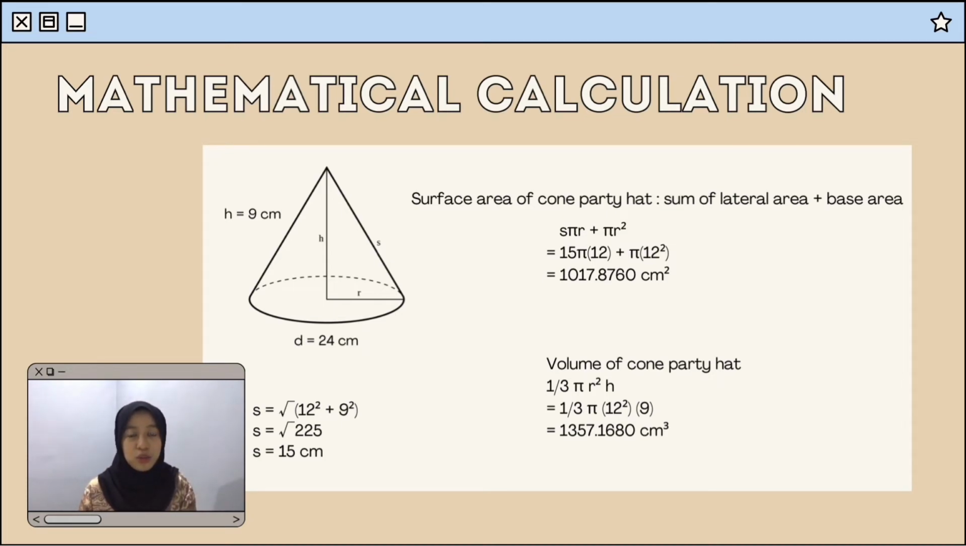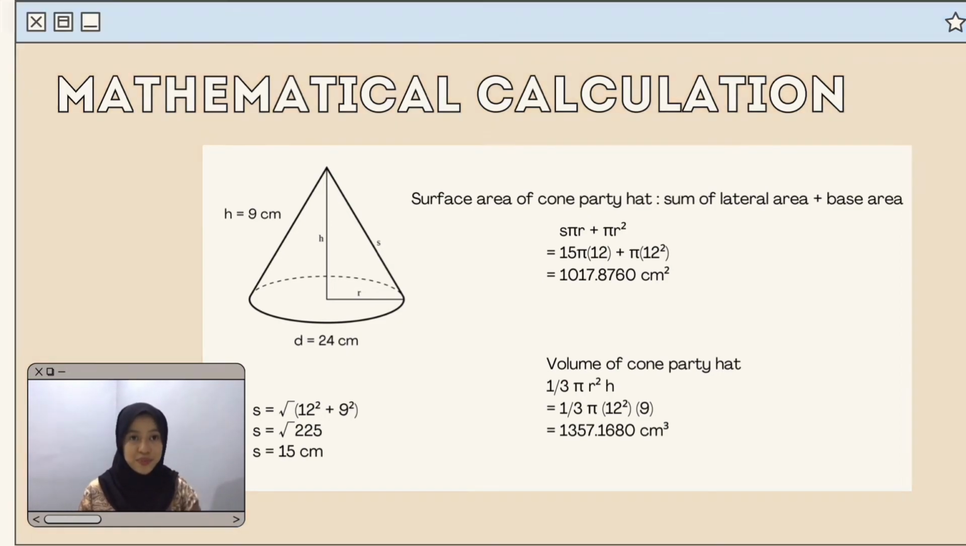Next, I'm going to talk about how to find the volume of the cone party hat. The formula to find the volume of the cone is V equals 1/3 multiplied by pi r squared h, which means its radius is 12 cm while its height is 9 cm. And as shown below, that's how you find the volume of the cone party hat.